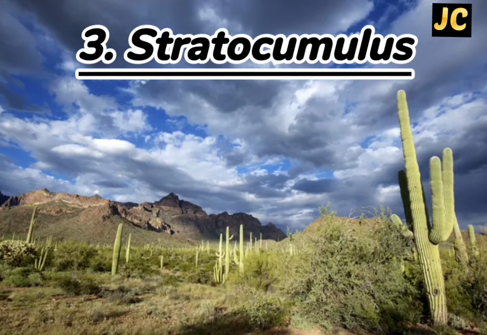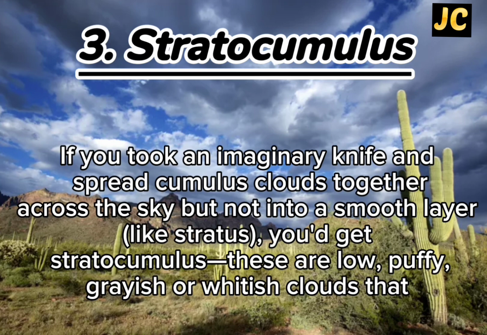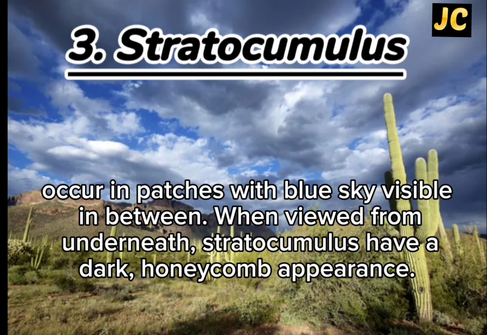3. Stratocumulus. If you mix an imaginary stratus and cumulus clouds together across the sky, but not into a smooth layer like stratus, you'd get stratocumulus. These are low, puffy, grayish or whitish clouds that occur in patches with blue sky visible in between. When viewed from underneath, stratocumulus have a dark, honeycomb appearance.